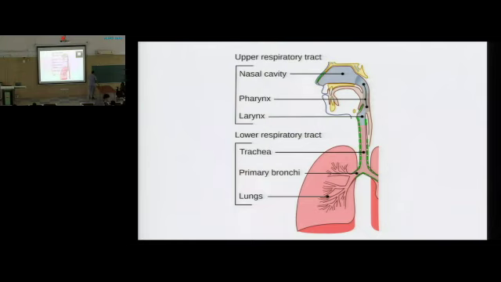So as you know, in the concept of pneumonia, there are mainly two types of pneumonia, right? One is lobar pneumonia and the other is lobular.